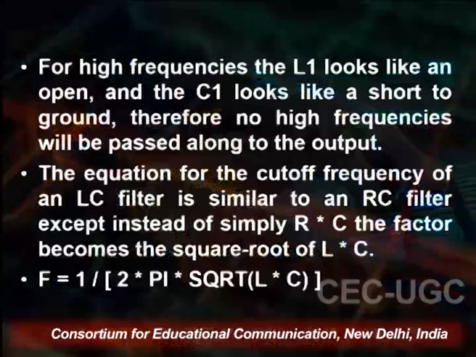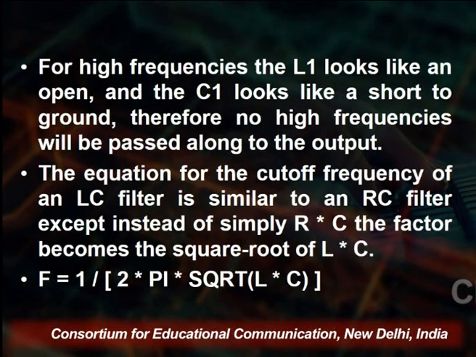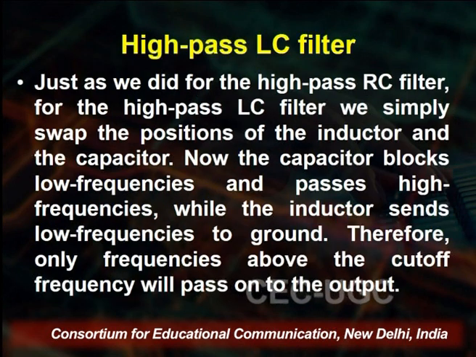Then the equation for the cutoff frequency of the LC filter is similar to the RC filter, except instead of simply R times C, the factor becomes the square root of L times C. You see on the screen that f is equal to 1 by 2 pi square root of L times C. Now, the high pass LC filter: that was the low pass, and the high pass is just the opposite, just as we did for the high pass RC filter.